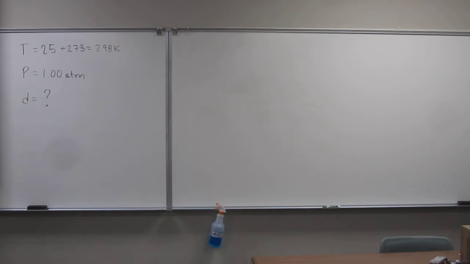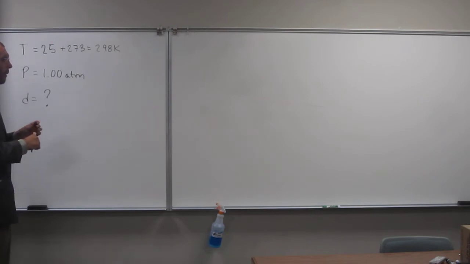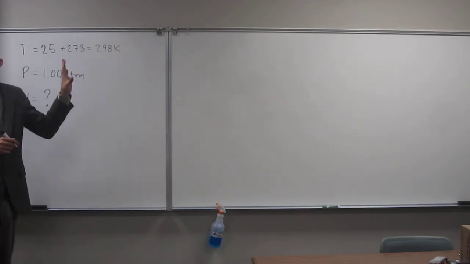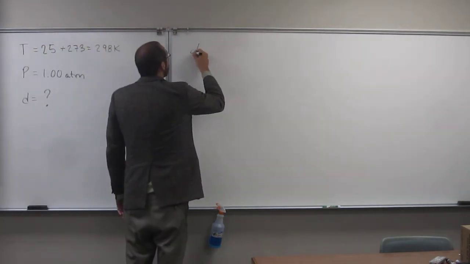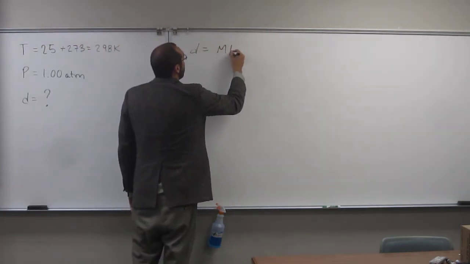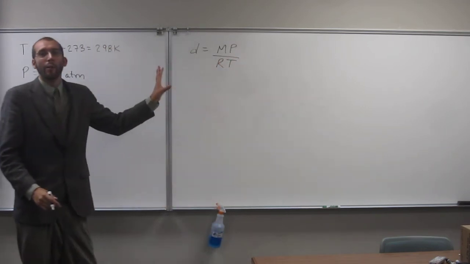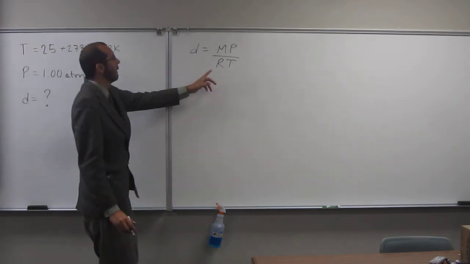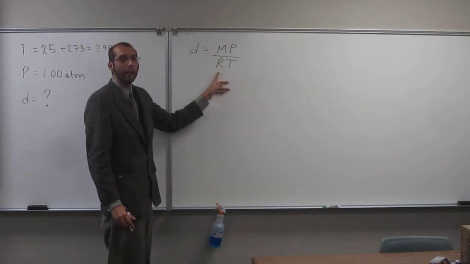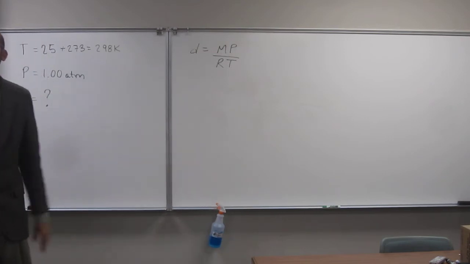be in Kelvin, okay? So another way to remember that is to remember the, well, let's write down the density formula first, okay? So first thing we'll do is write that down. So D equals MP over RT. So remember that, okay, if you can. And remember R here, that's the ideal gas constant, okay? So that will help us or remind us what units we need the other variables to be in.